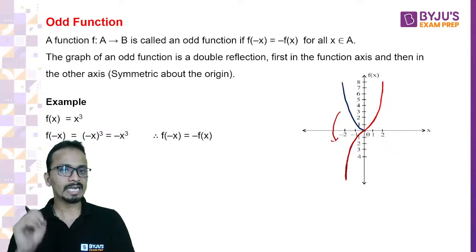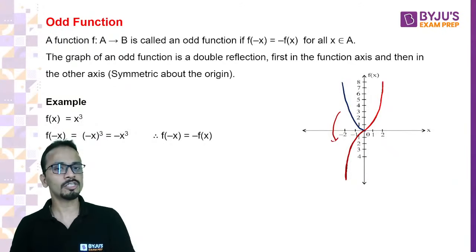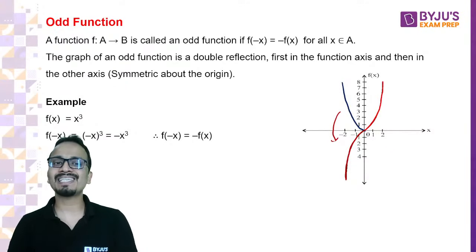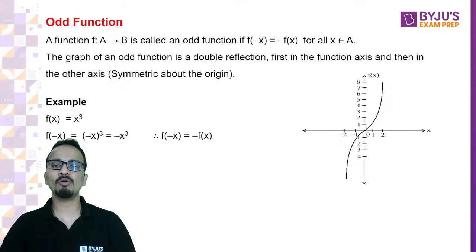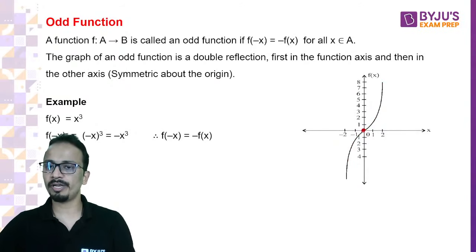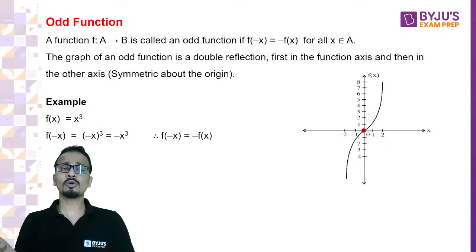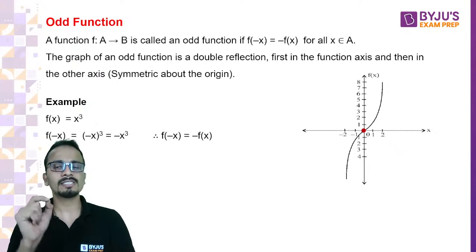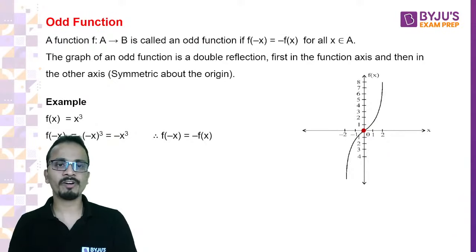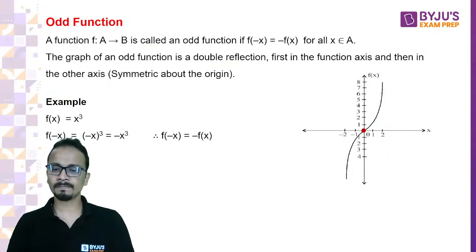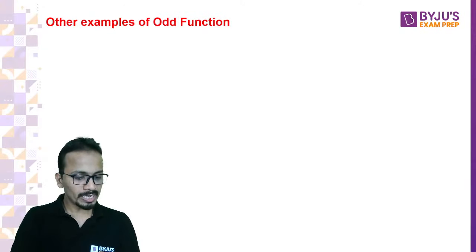So I can say that the graph of an odd function will always be symmetric about the origin, this point. The graph of an even function was symmetric along the y-axis. The graph of an odd function will be symmetric about the origin. Am I clear?